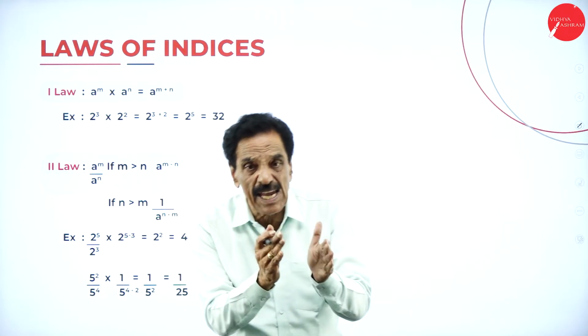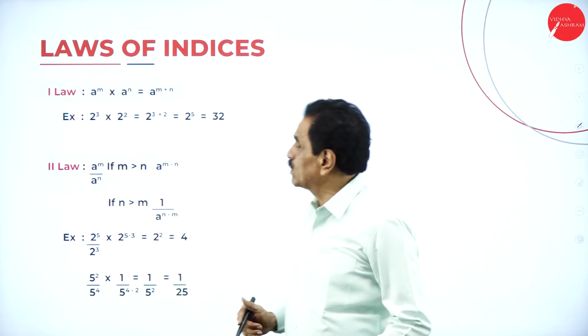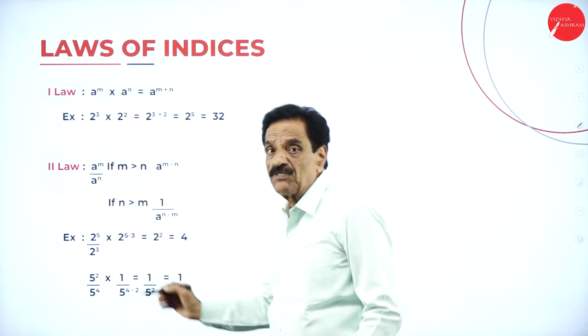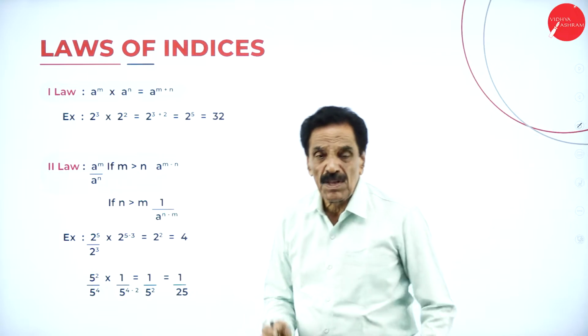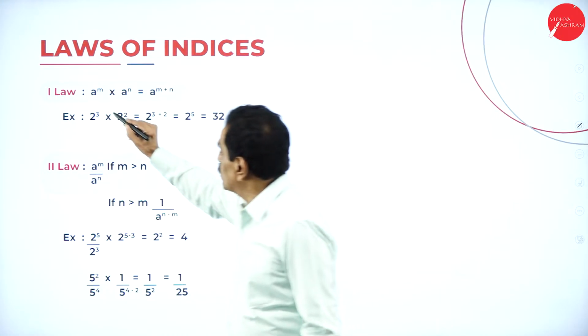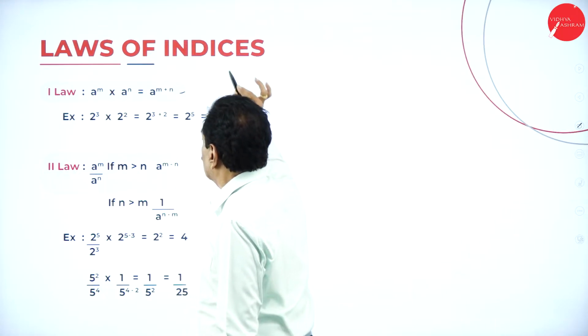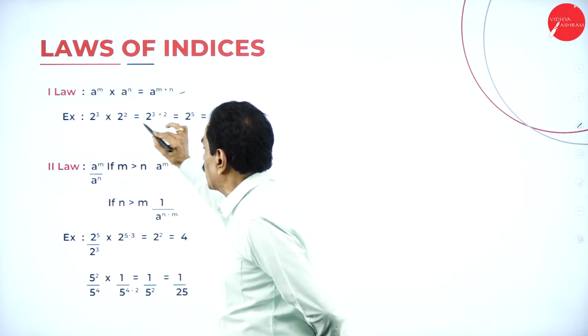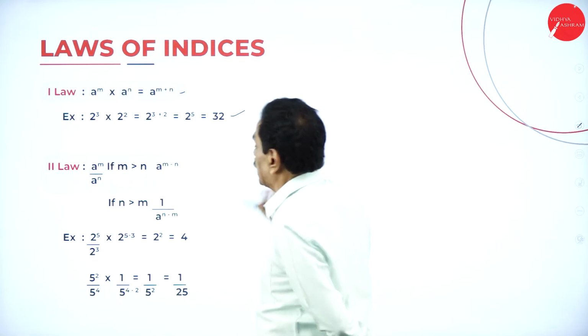That means a, b, c, whatever the formula is. Yesterday I already explained. I am just touching all these 5 formulas before going to the problems. I will go very slowly. A to the power of m into a to the power of n is a to the power of m plus n. So here also the base is 2: 2 to the power of 3 into 2 to the power of 2 is 2 to the power of 5, which is 32.